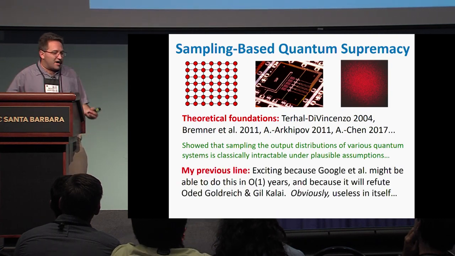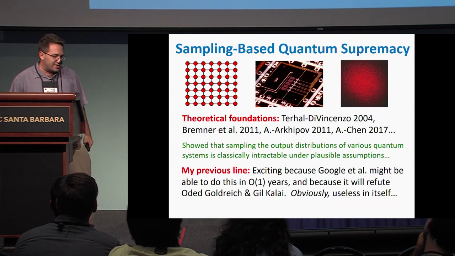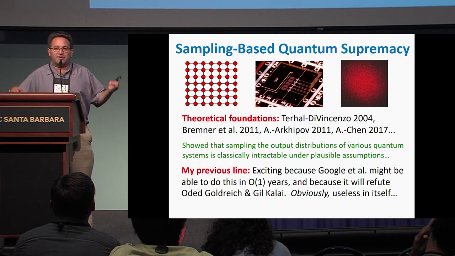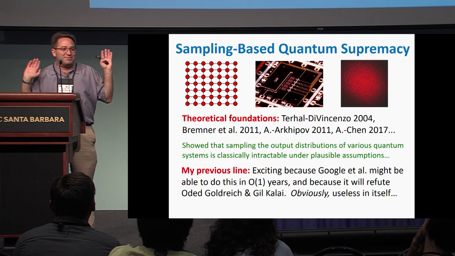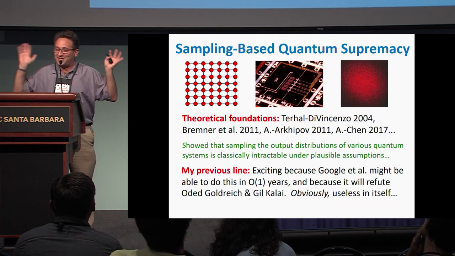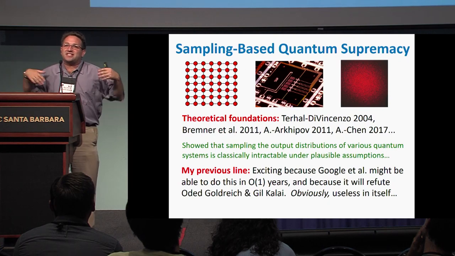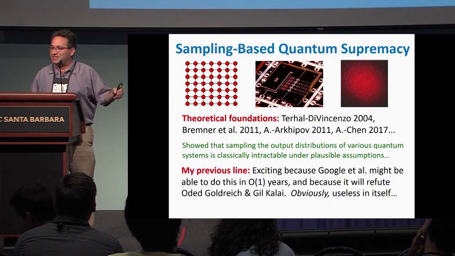My line for a while, whenever I gave talks about this, was: this is exciting because Google may be able to do it soon, and because it will refute Gil Kalai and force the quantum computing deniers or skeptics to admit that they were wrong. Now, clearly, obviously, sampling from these distributions is completely useless in and of itself.